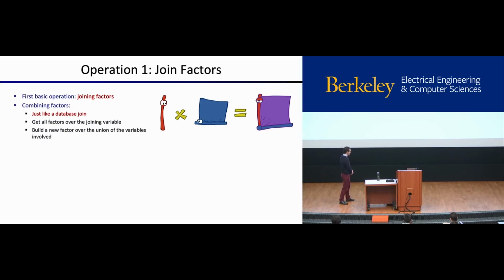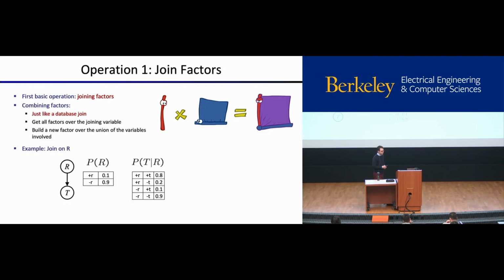Okay, so the first step is we are going to multiply things together. This is joining factors. And this is like essentially a database join if you've seen databases before, or you can think of it as like a point-wise product between two different matrices. Here's what that looks like. So we have two different tables. We want to join them together. We have a factor for R and we have a factor for T with R. Okay? So joining these together is going to look like producing a joint distribution over R and T.